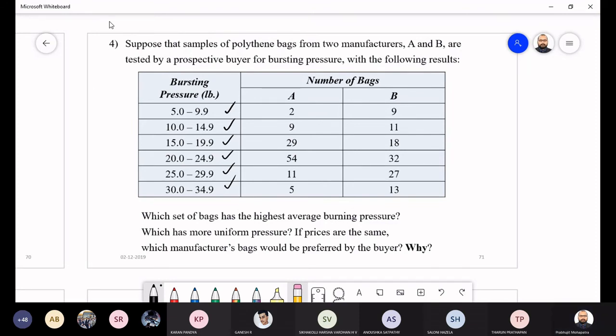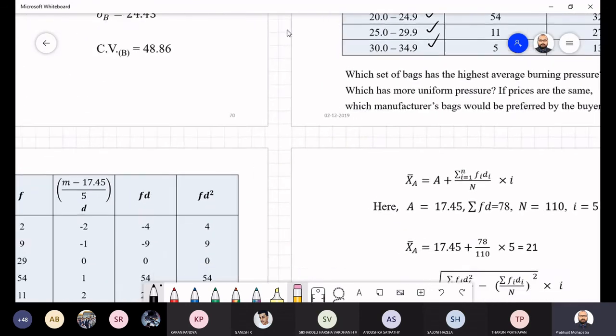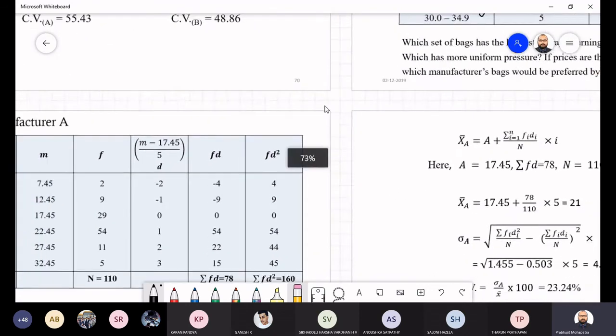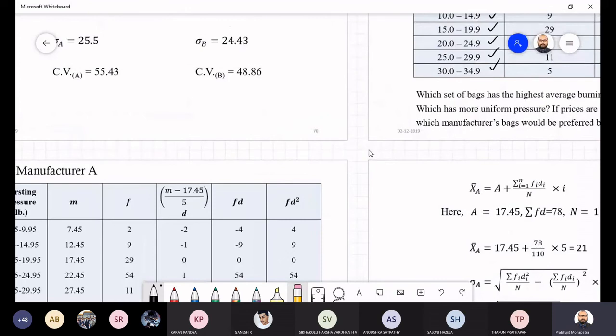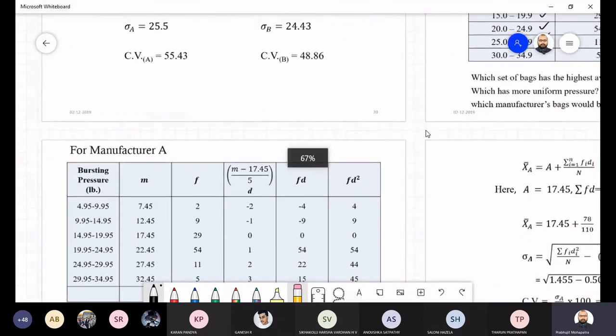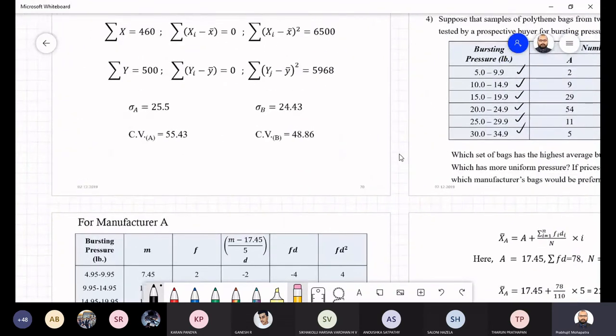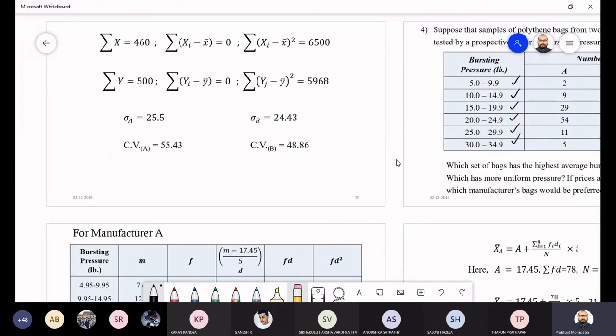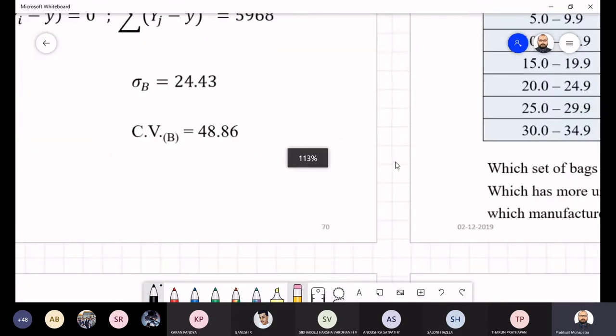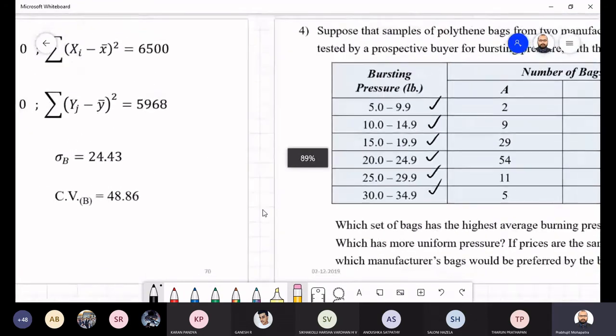Now you can see that these are the frequencies given. These are continuous class widths, and you need to convert this discontinuous data to continuous. You have to make it continuous.